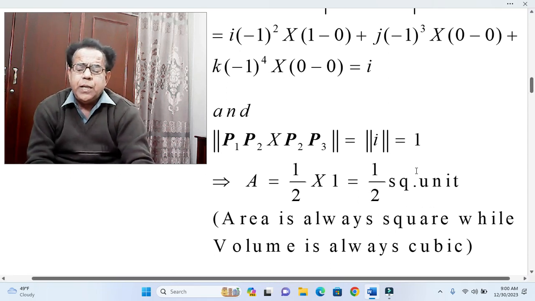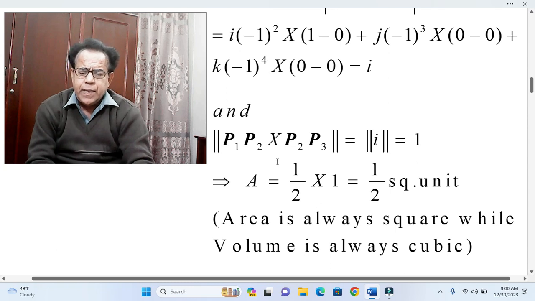But here, because only one is present, we do not need to use the sign under root, and hence the magnitude of P1P2 cross P2P3 becomes equal to 1. And we know that the area of a triangle is half into the magnitude of the cross product of those two vectors, and hence the area will become equal to half.